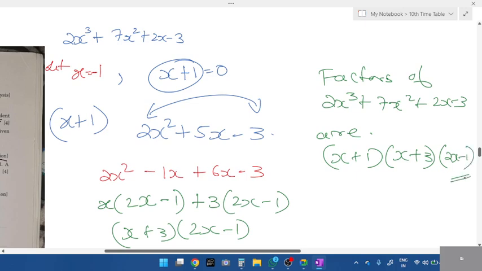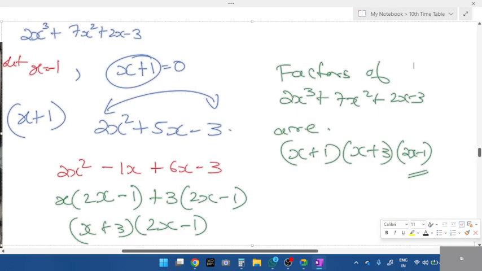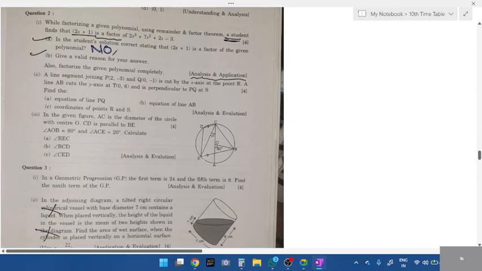So here, the first one wasn't a factor. Then we used the trial and error method. We found the factor and from there, we started to solve the question. Shall we try the next one? All of you are done? Response, students. Okay. Next question.